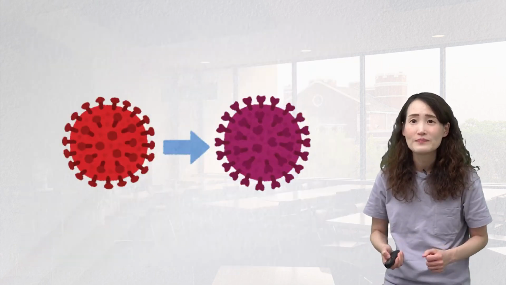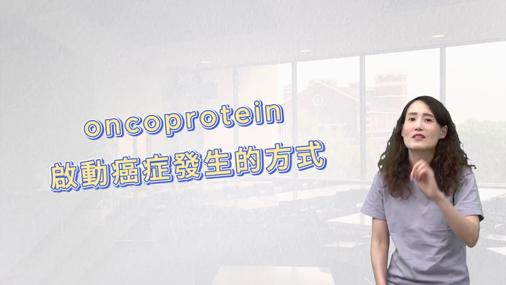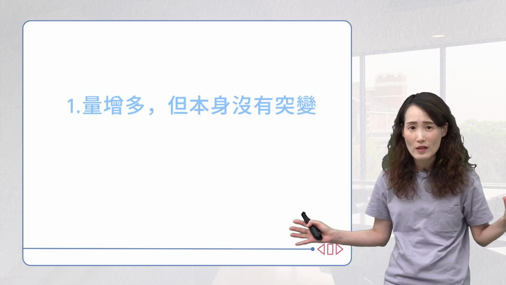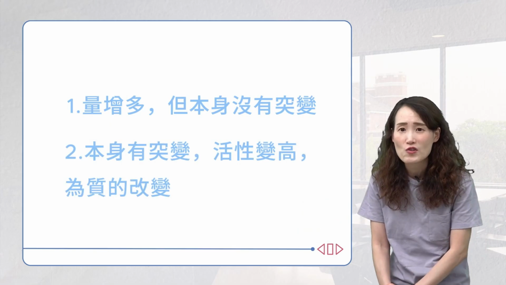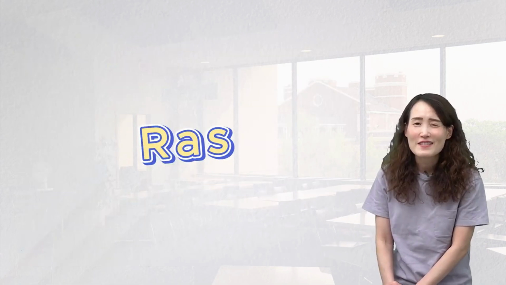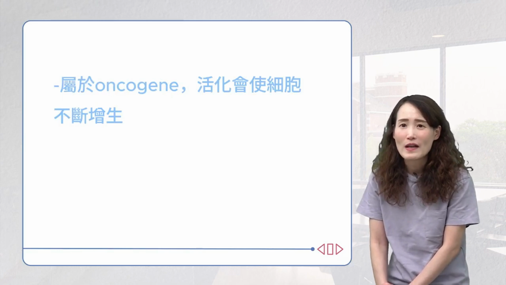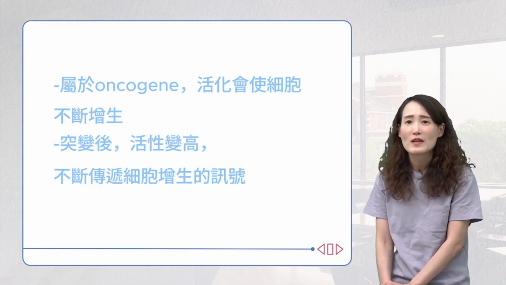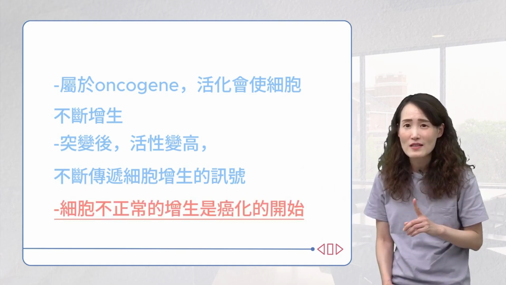Next, I will discuss a few examples. When these oncoproteins enter the cells, they may initiate cancer in two ways. One is that the amount increases significantly without mutations, while the other is that it has mutations and its activity increases. We refer to this as a quality change. One is quantitative, the other is qualitative change. Now let me introduce an oncogene called RAS. After RAS is activated, it leads to continuous cell proliferation. Once mutated, its activity increases, constantly signaling the cell to proliferate, escaping the crisis phase. We know that abnormal cell proliferation marks the onset of cancer.